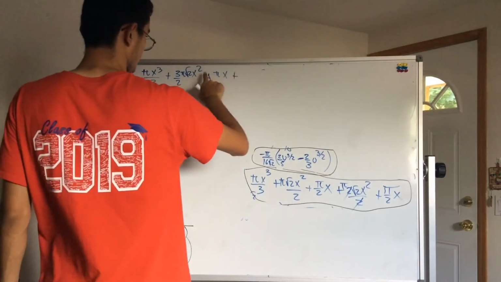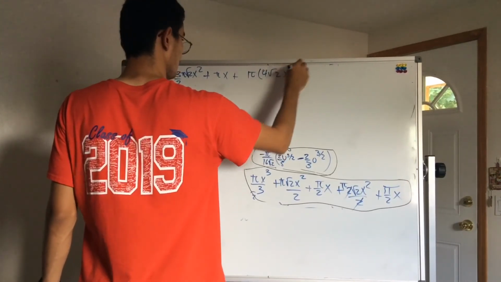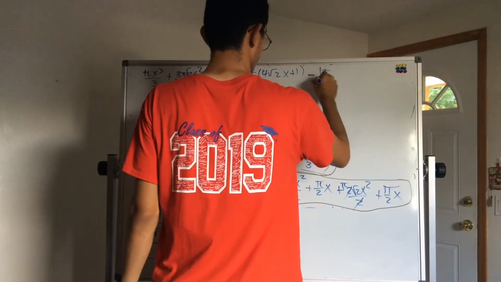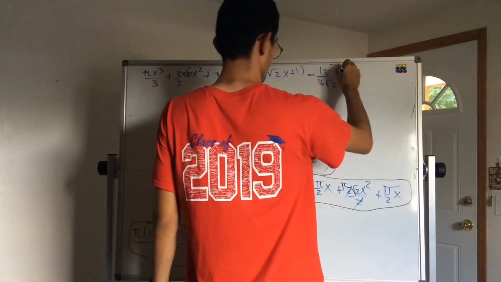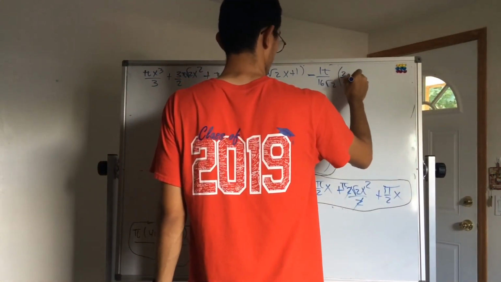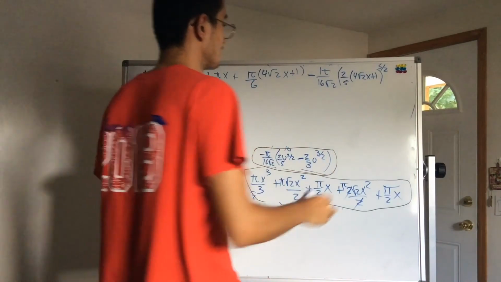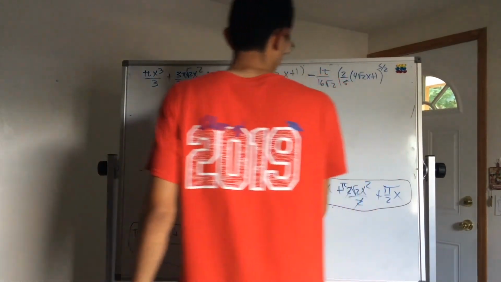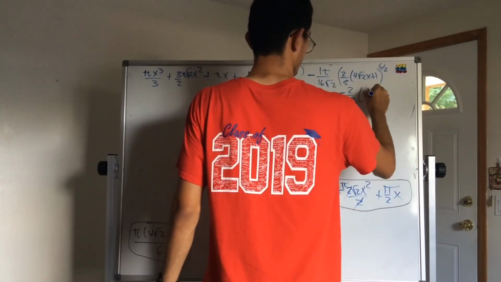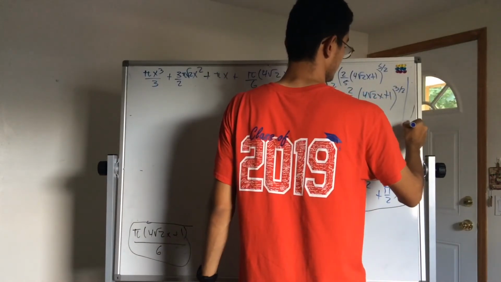So we have plus pi times 4 radical 2 x plus 1 divided by 6, so pi over 6, and then we have minus pi over 16 root 2, times, and then we said that u was this over here, so that's going to be times 2/5 of 4 radical 2x plus 1 to the power of 5 halves, minus 2/3 of 4 radical 2x plus 1 to the power of 3 halves. And now that evaluated from 0 to radical 2.